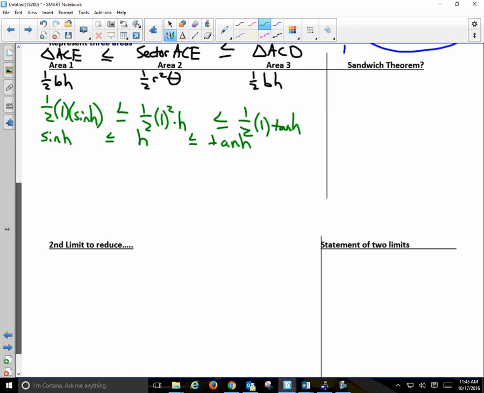Oh, can somebody tell me why the 1/2 went away? I multiplied through by 2. Nope. It's multiplied through by 2. What?